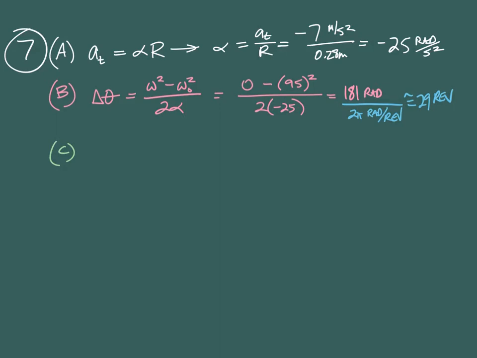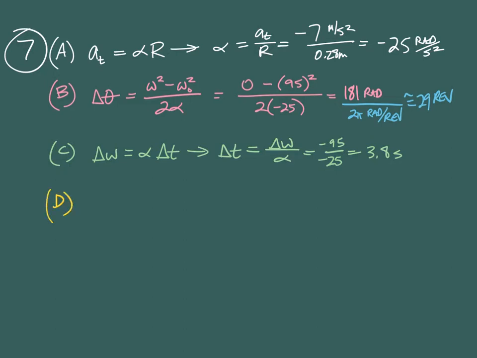So part C wants to know, how long does the car take to stop? Well, delta omega equals alpha delta t, which means delta t will be our change in speed over the acceleration. And we already know these things. So it's a negative 95 change and a negative 25 for the acceleration, all in the right units. So I am guaranteed to get seconds, 3.8 seconds for that one.